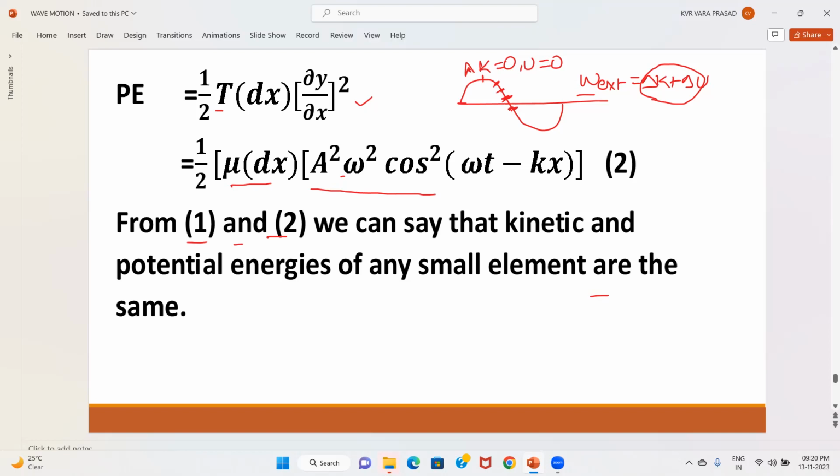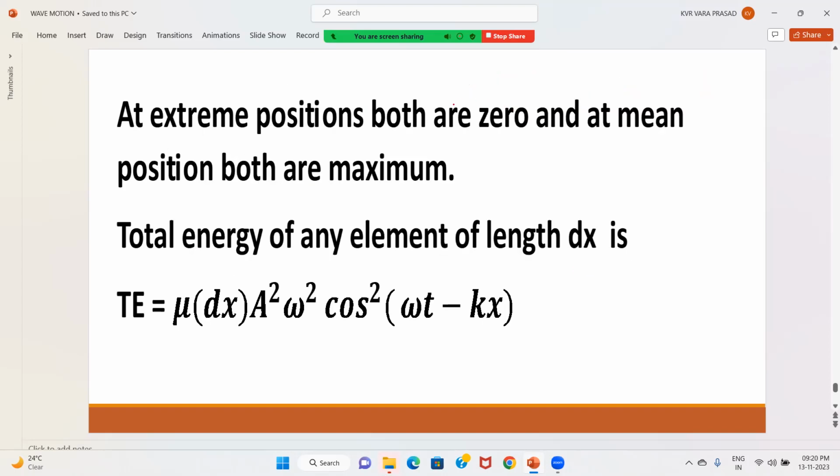We got the same expression for both kinetic and potential. Therefore, at extreme positions, both kinetic and potential energy are 0. At mean position, both are maximum. So this is a very important point. That is what we have written here: at the extreme positions, both are 0, and at the mean position, both are maximum.